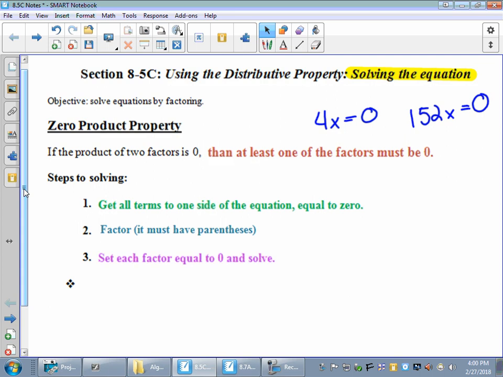And what is step 3, you say? Well, step 3 is going to set each factor equal to 0 and then solve with our inverse operations like we normally would. Just a note to self, these equations may have more than one solution. The probability is in your favor that it will have more than one solution. However, it may only have one.